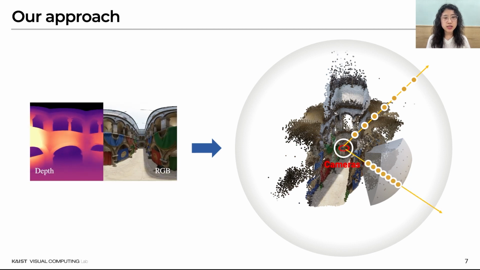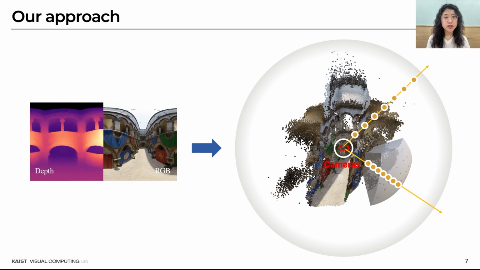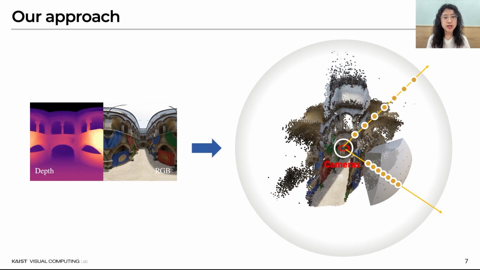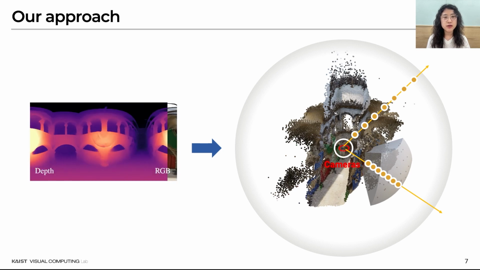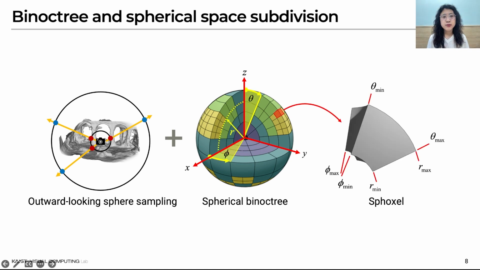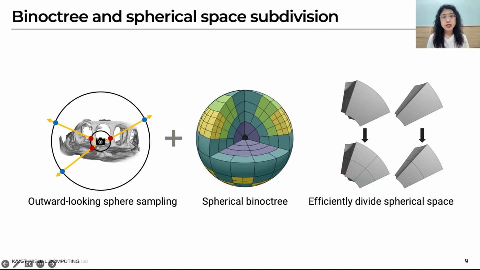This allows us to densely sample the region with a higher probability of object existence, consequently enabling us to compute the expected surface distribution with higher accuracy. To do so, we use a spherical Binoctree structure which subdivides the spherical volume in radial and angular directions, so that a spherical voxel is bounded by spherical coordinates. It efficiently subdivides the spherical space and better copes with a large outdoor scene with large variances in disparity.